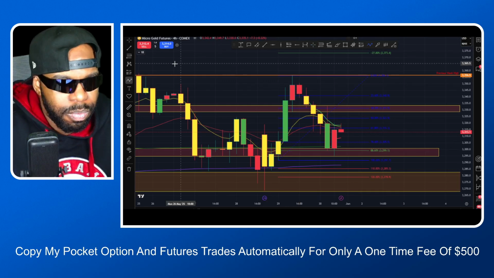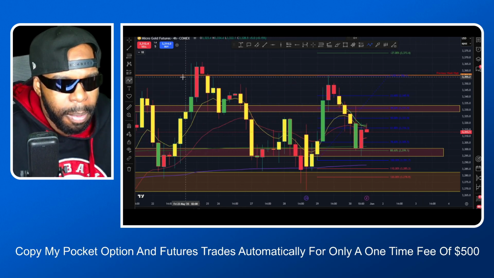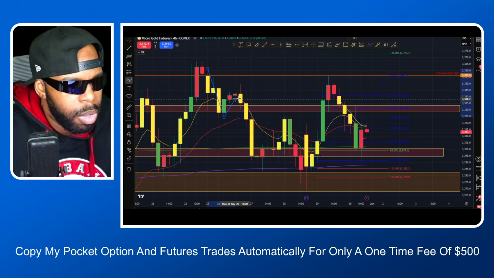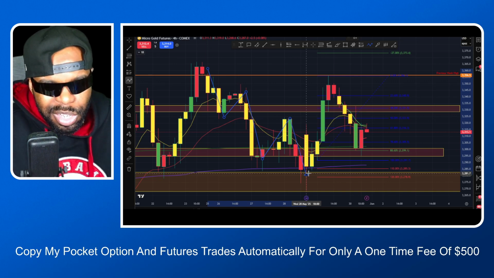Now right now price was, as you see here, price was creating lower low, lower high, lower low, lower high, lower low, right? But now there's a change of character.